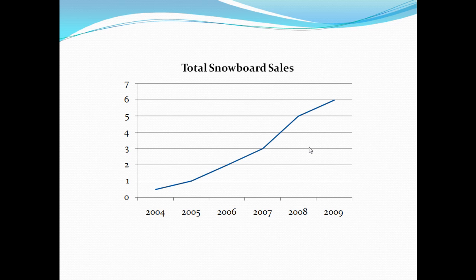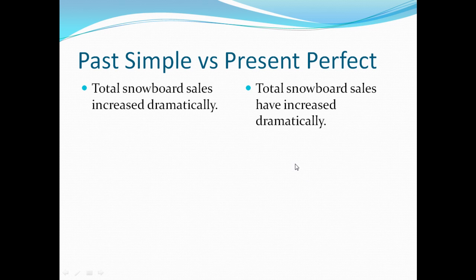Pretty simple graph here. As you can see, total snowboard sales. And as you can see, the trend here is definitely going up. It starts in 2004 and it goes to 2009. In this case, we could use the past simple or the present perfect to write a sentence about this particular trend. We could say total snowboard sales increased dramatically, or we could say total snowboard sales have increased dramatically.